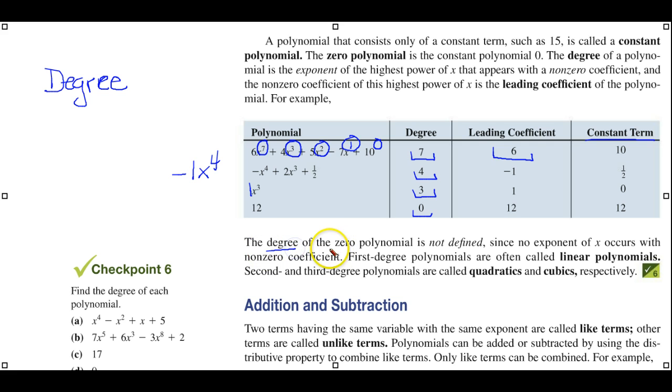The degree of a 0 polynomial, again, is not defined. Now, anything to the first power, where you have x, let's say, to the first power, this is what we call a linear polynomial. If you have something to the second power, this is called a quadratic, and to the third power, this would be a cubic, respectively. Okay, we're going on now to addition.